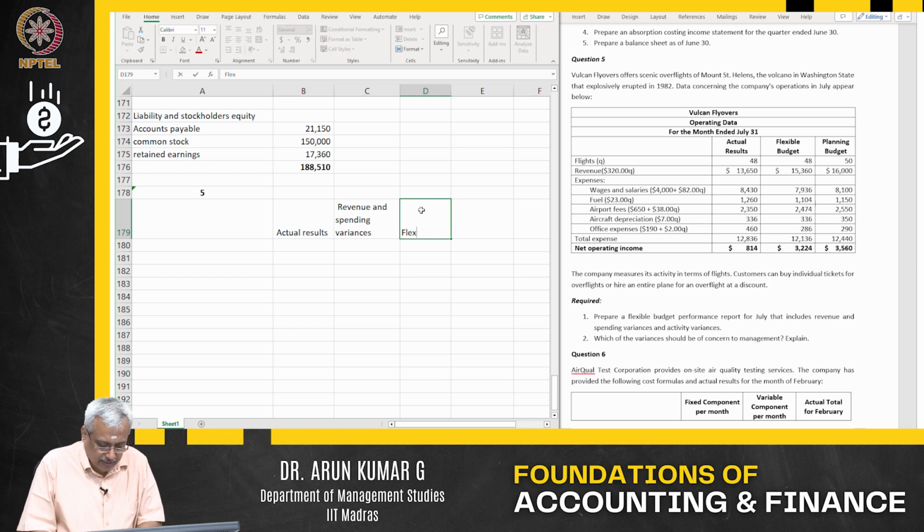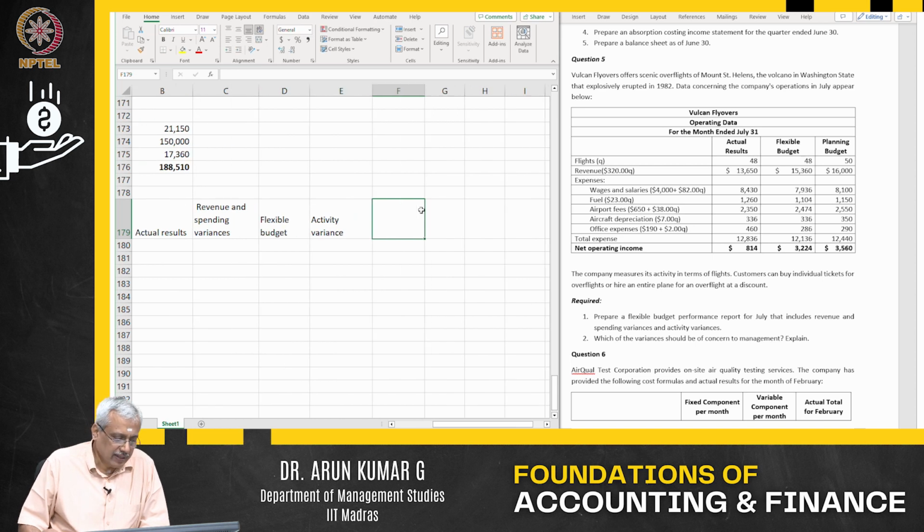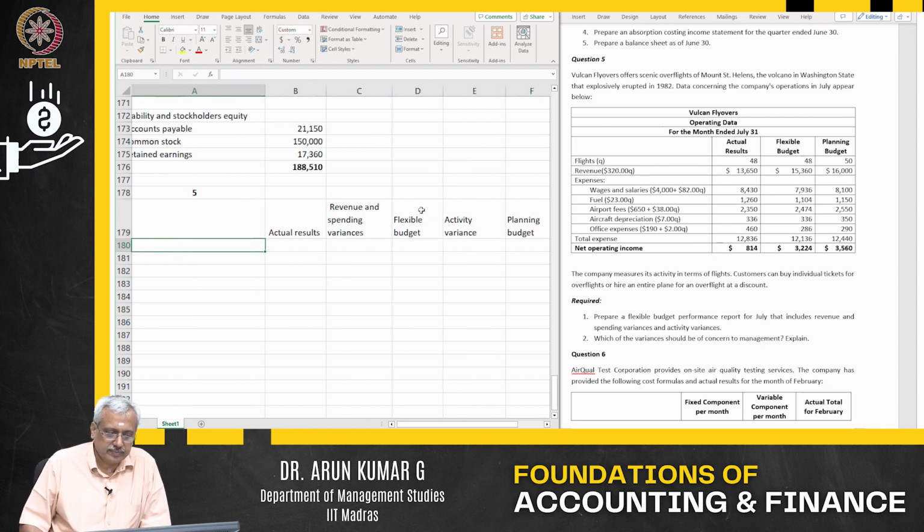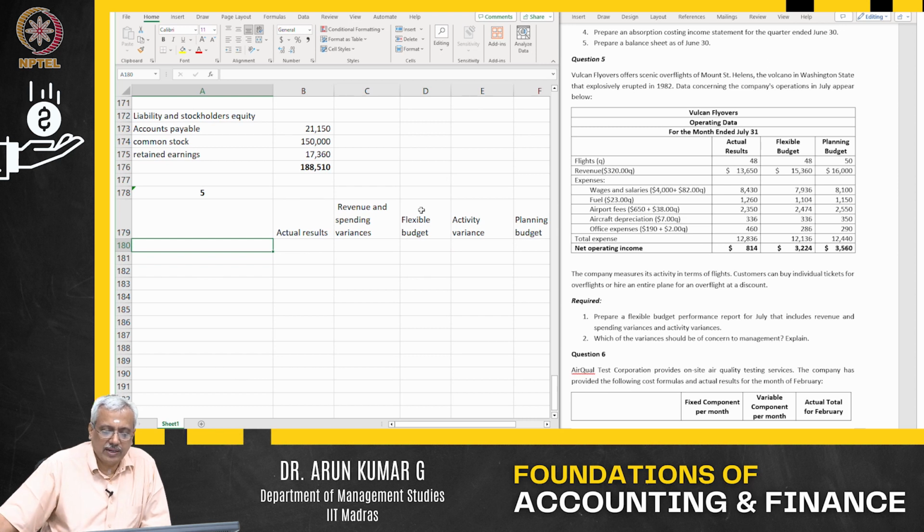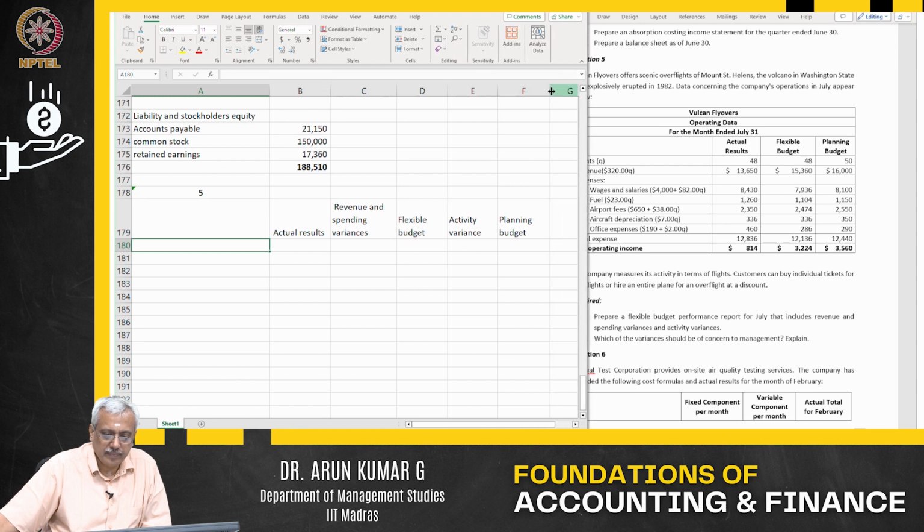Next, I have my flexible budget. Next, I have my activity variance. Next, I have my planning budget. Planned budget or planning budget, whatever you might want to call it.